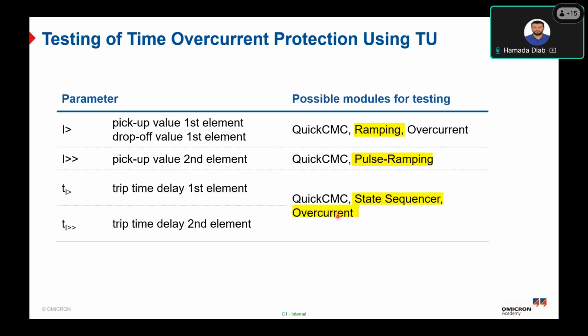Using the overcurrent dedicated modules, except the I double greater pulse ramping pickup, which can be done using the pulse ramping module. Okay, so when we test the overcurrent, we can select different fault types, such as 3-phase fault, 2-phase fault, single-phase fault, and also we can select different fault loops, such as A to N, B to N, B to C, ABC, and so on. So you can simulate different fault loop types, and during each test, we can simulate the current with the CMC test set and measure the response time or trip time of the protection relay, such as the trip time or the pickup value for the pickup and drop off signals.